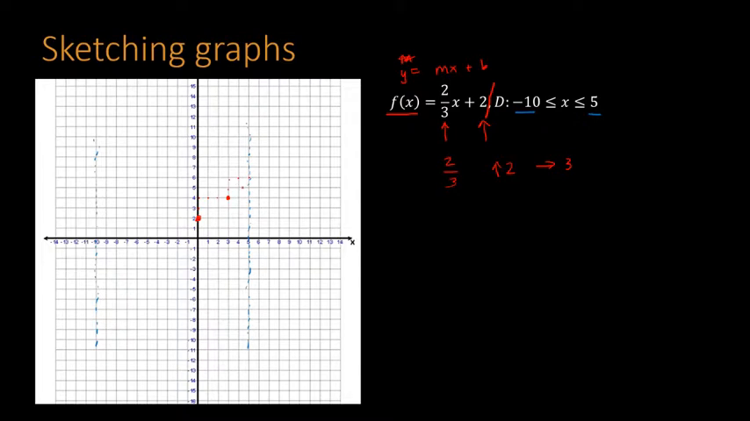I can't go further because I've hit my boundary. So I'm not going to plot a point. I'm just going to leave that alone and return to where I started on the y-axis. So I can generate points in the negative direction by going down 2 and to the left 3. That'll still stay in line with my function. So I'm going to go down 2 over 3, down 2 over 3, and keep doing this.